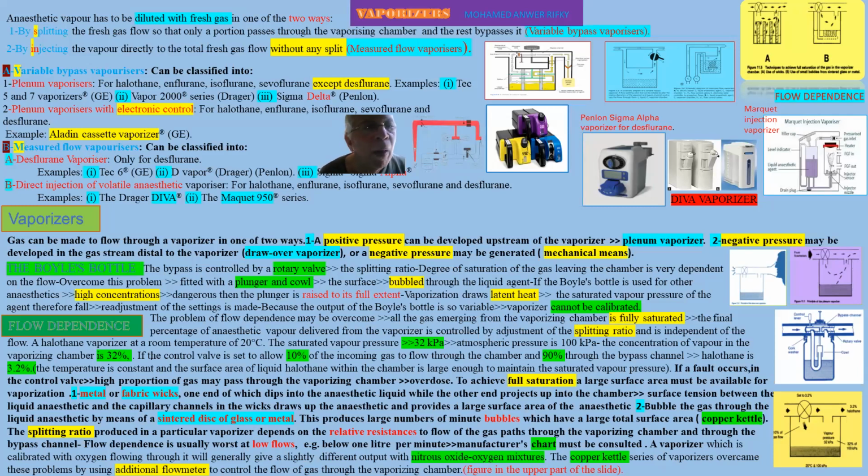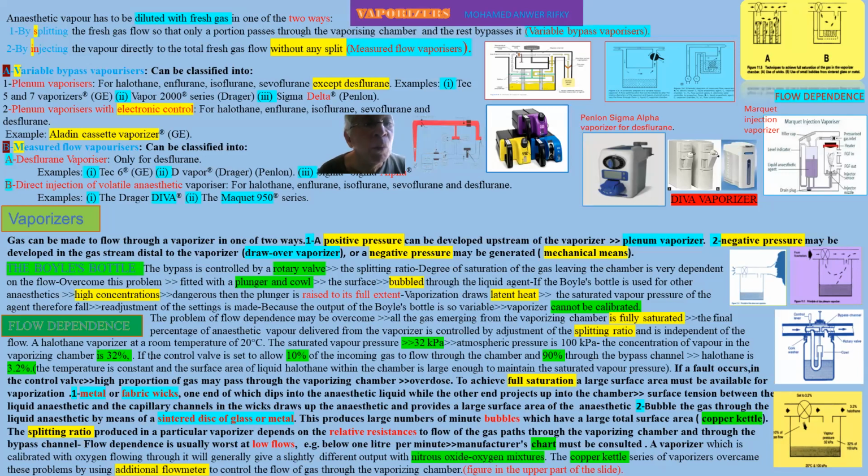Vaporizers. Anesthetic vapor has to be diluted with fresh gas flow. So this is done by two things. First of all, by splitting, and this is what we call variable bypass vaporizers. And the second way is by injecting without split. This is called measured flow vaporizer.